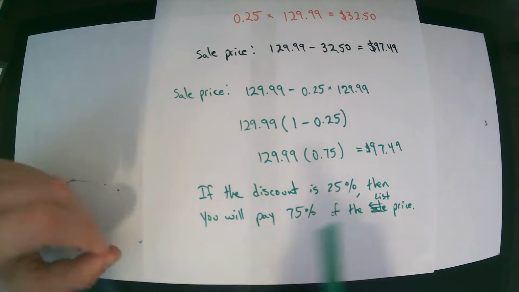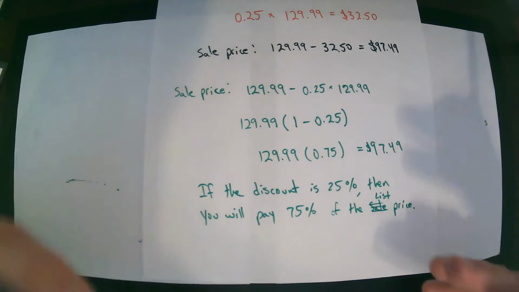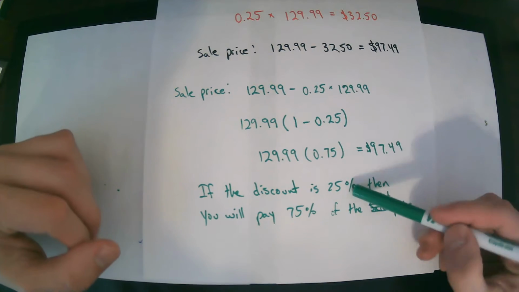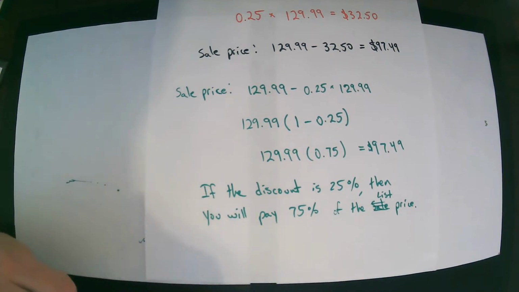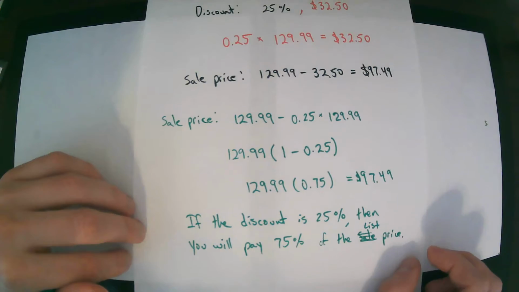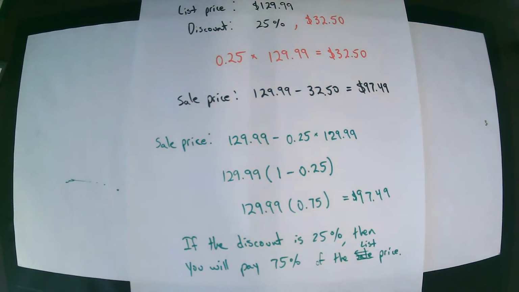You see where that's coming from, right? 100%, which is the list price, is just the total, the actual number. Take away 25%, you're left with 75%. These are both legitimate ways of doing the problem. Whichever way makes more sense to you, you can do it that way.